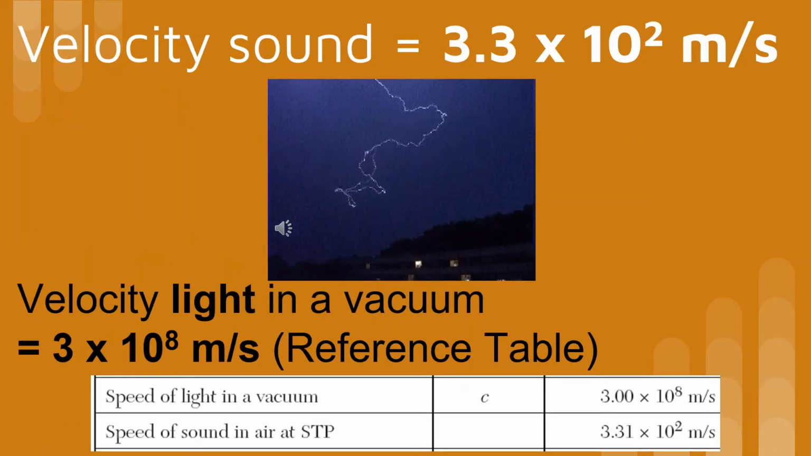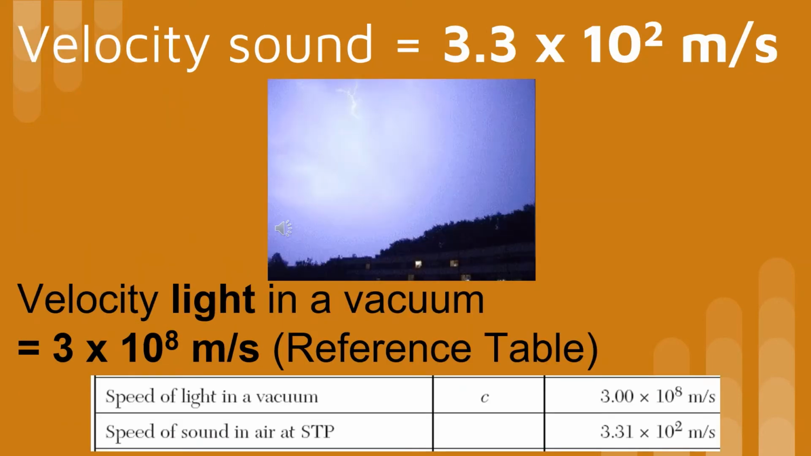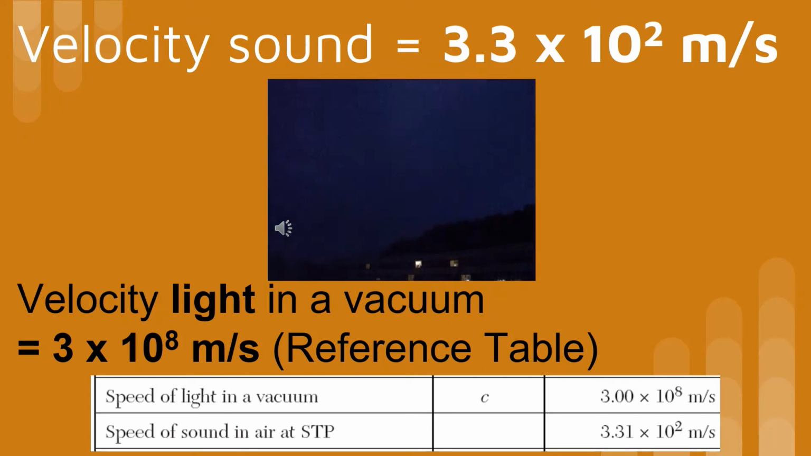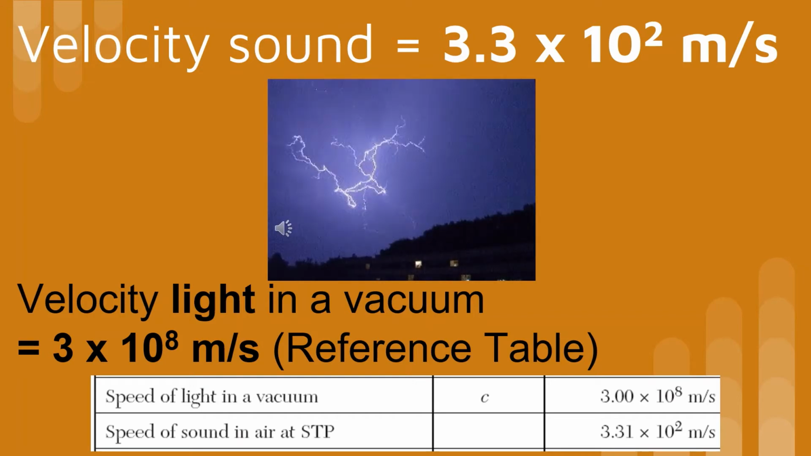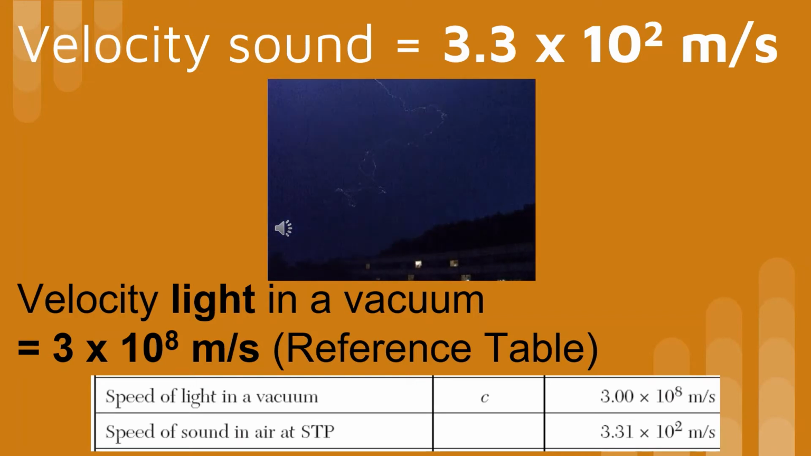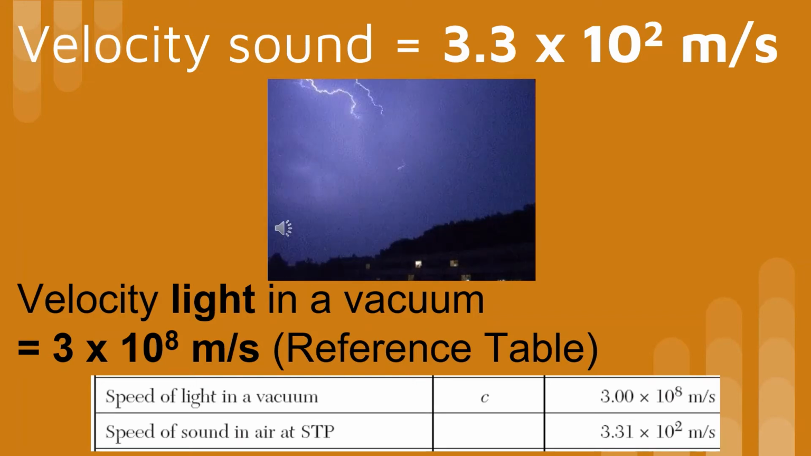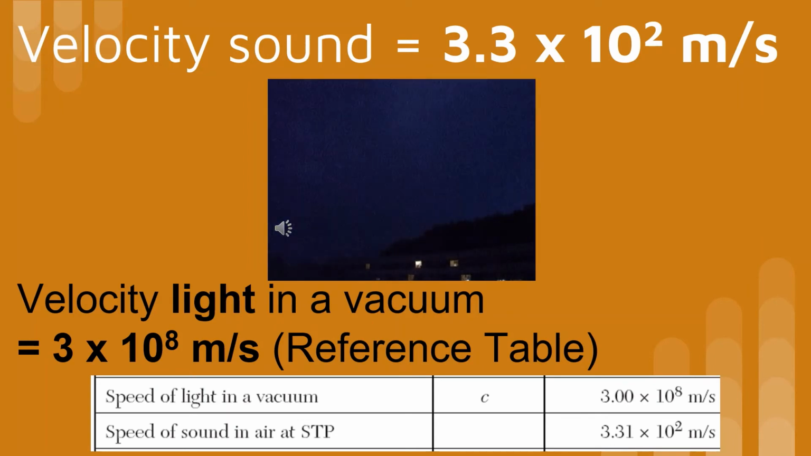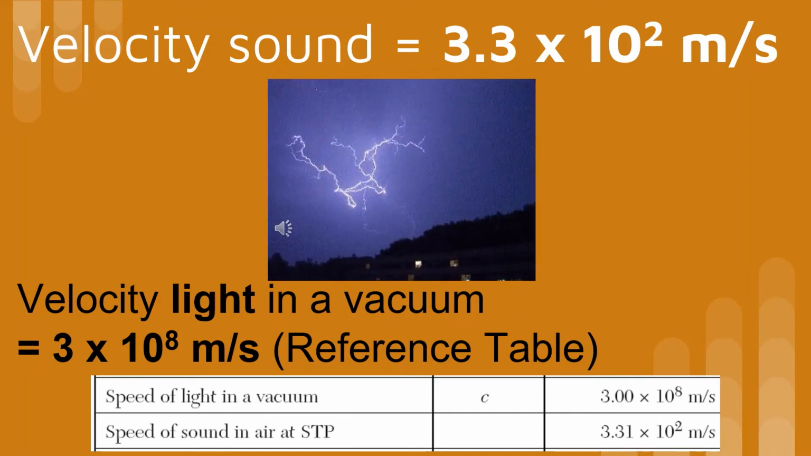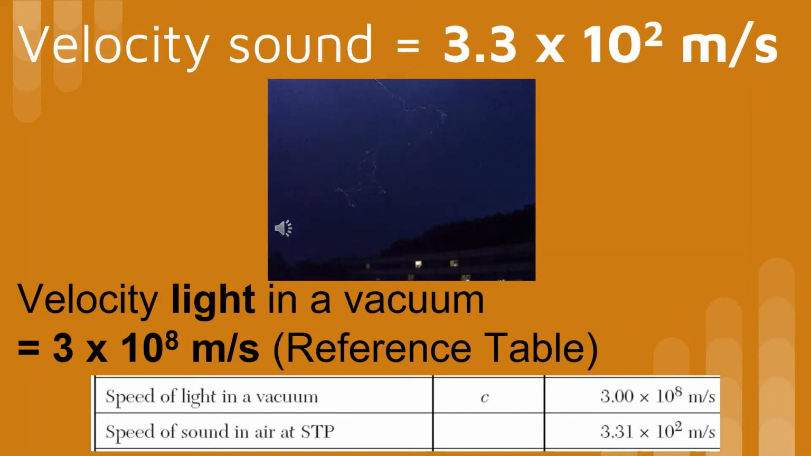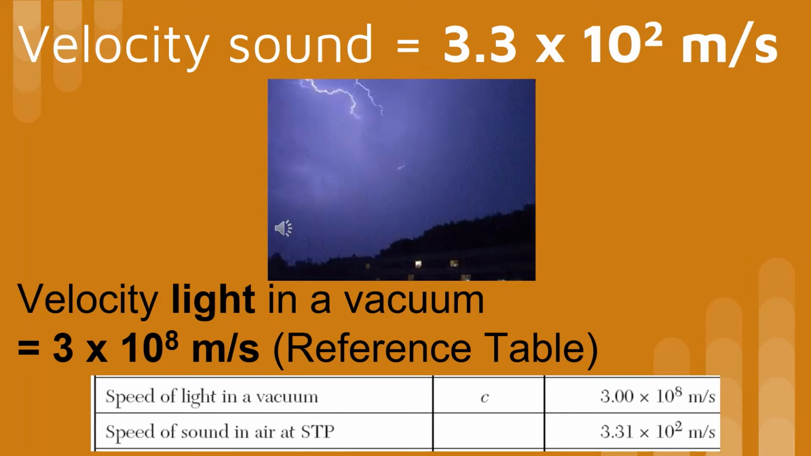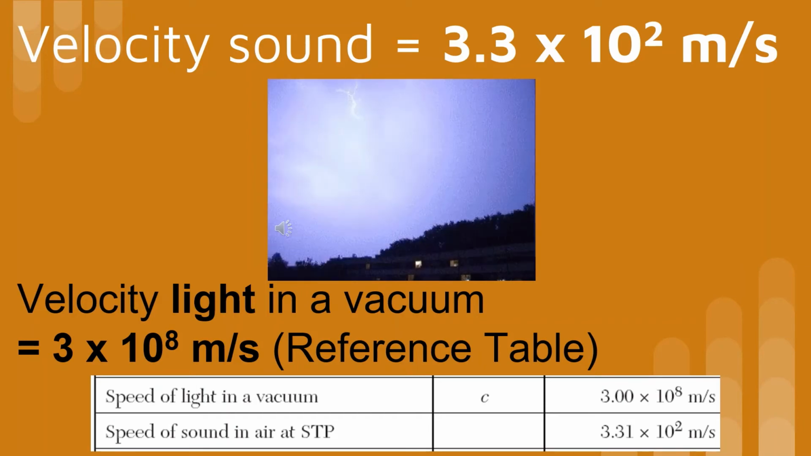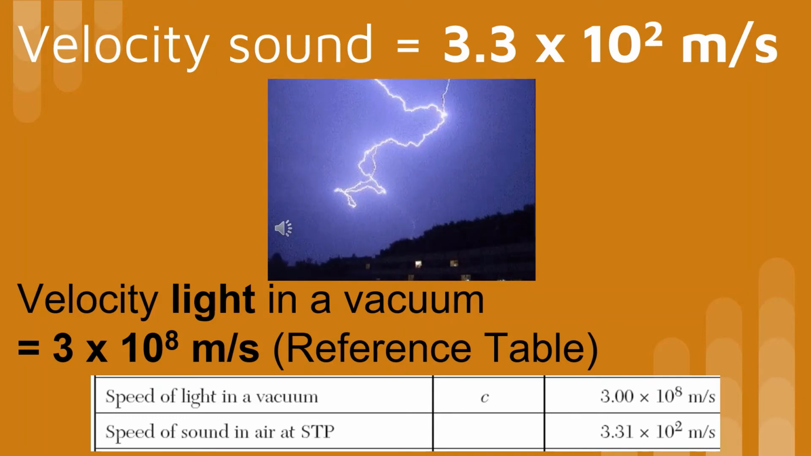We've all had the experience of seeing lightning and then a couple of seconds later hearing the thunder. This comes from the fact that the velocity of sound in air is 3.3 times 10 to the 2 meters per second. Now this is found on page 1 of your reference table. The velocity of light, however, is 3 times 10 to the 8th meters per second, making it almost 1,000,000 times faster. Remember both these numbers on page 1 of your reference table.